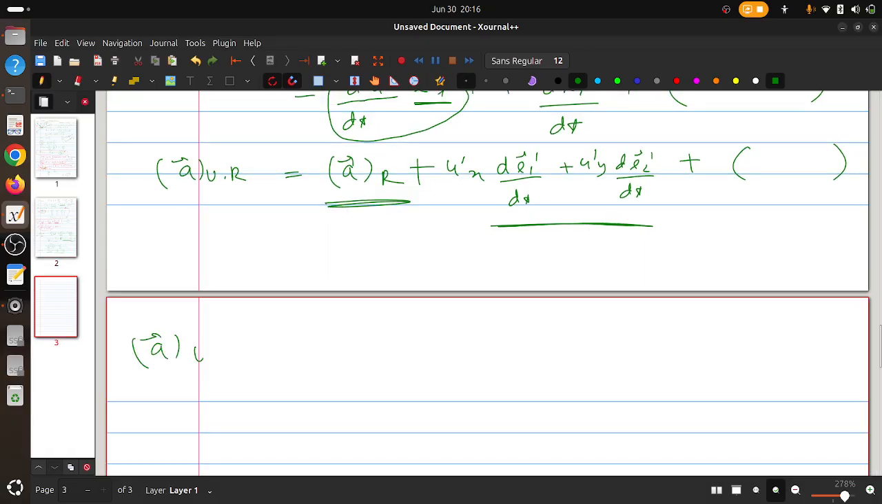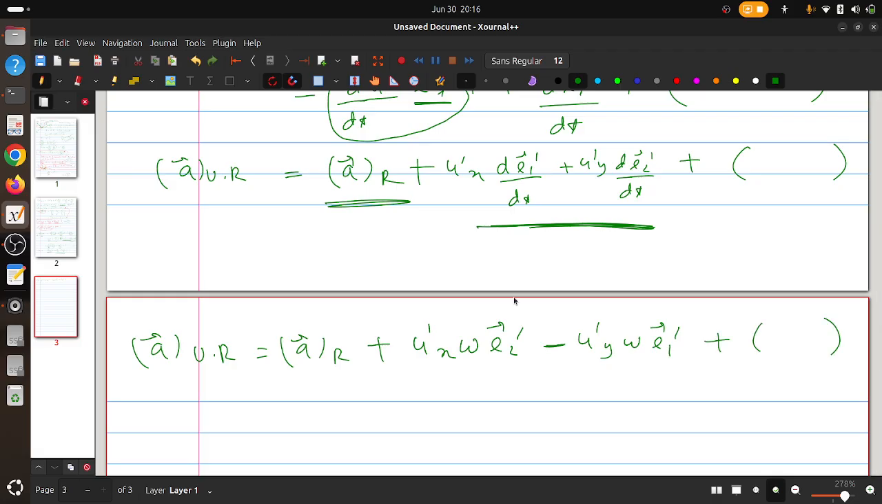So acceleration of the particle in the non-rotating frame is equal to acceleration of the particle in the rotating frame plus this quantity here. So again, we just use the above expression u prime x, and this should be de1 prime by dt. So what was that quantity? So it was simply omega e2 prime, right? And minus u prime y omega e1 prime. Yeah, and then this particular quantity here, let us just leave it there.